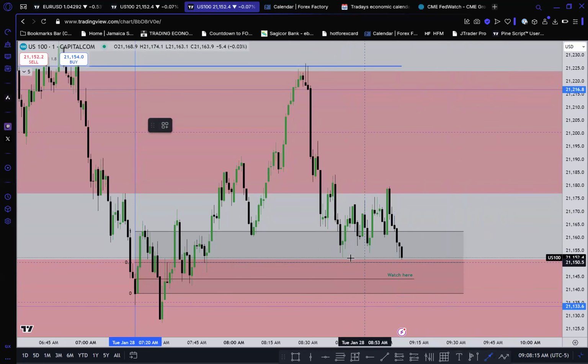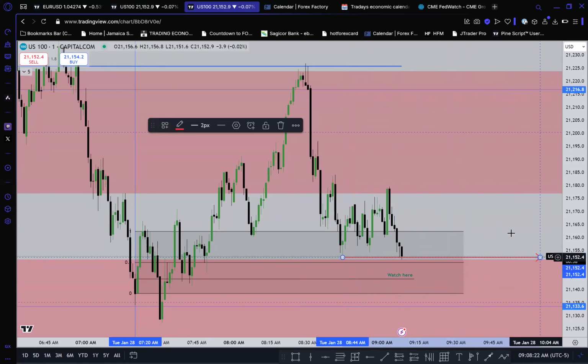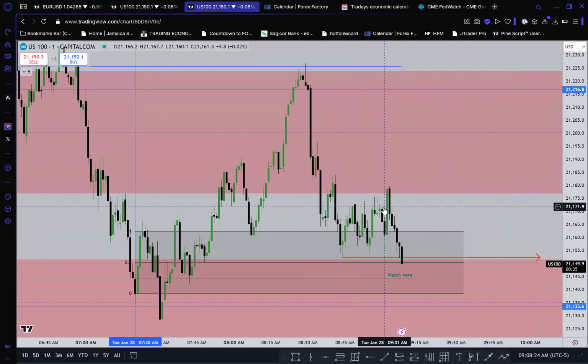Put an arrow there. This is the 8 o'clock low, 8 o'clock H1 candle's low. 9 o'clock started somewhere inside here, trades down. No, nothing special about this, just normal stuff.